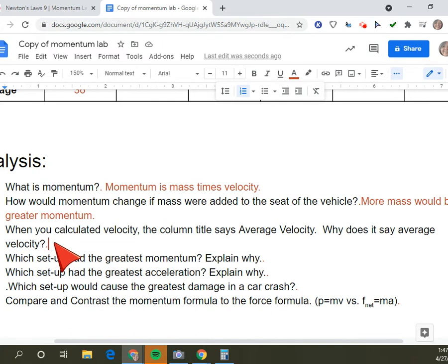This one, I guess I should wait for you to type, shouldn't I? When you calculated velocity, the column title says average velocity. Why does it say average velocity? There was a little bit of time there, and the velocity could have changed between those few moments. So that's your answer.